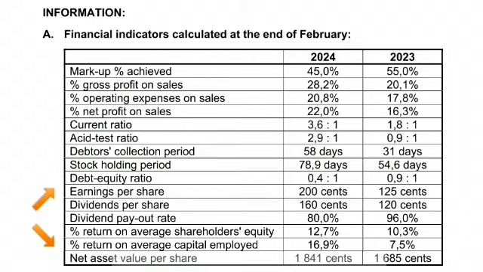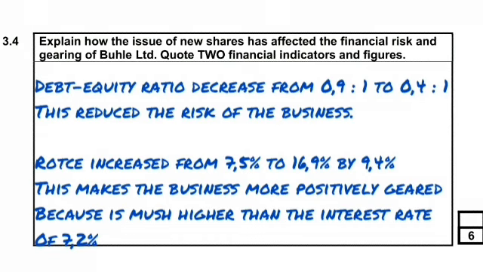Debt equity ratio used to be 0.9:1, now it's 0.4:1. And then the return on average capital employed used to be 7.5%, now it's 16.9%. So there is, in my information, there is where they indicate, I want you to keep this in mind, that the interest rate that I operate at is 7.2%. So when you are talking about percentage return on capital employed, what you are looking at is how far off is it from the interest rate. So let's start by talking about the debt equity ratio.